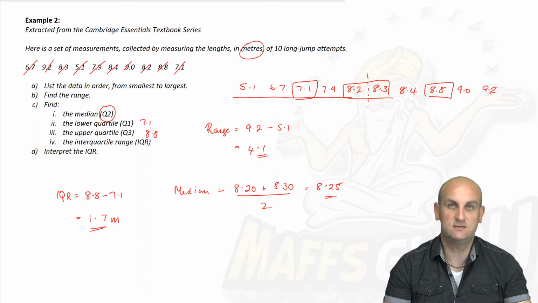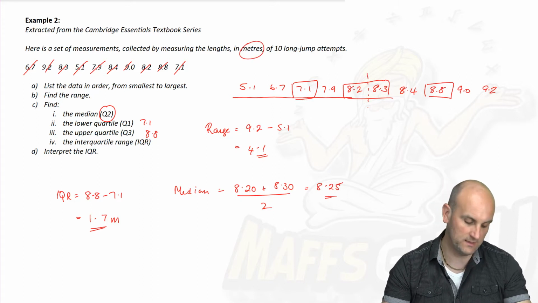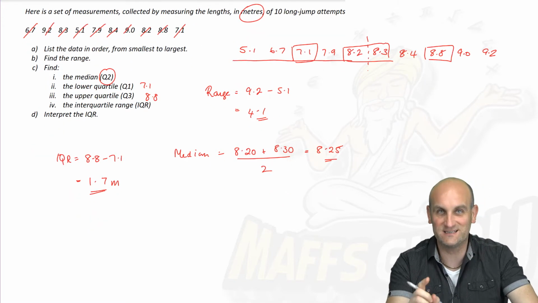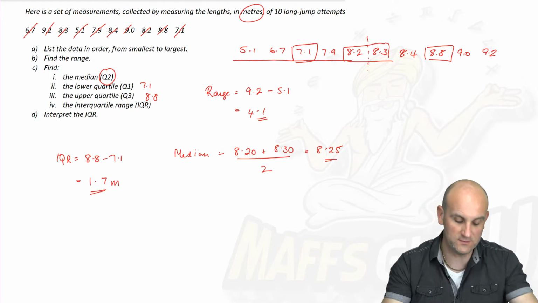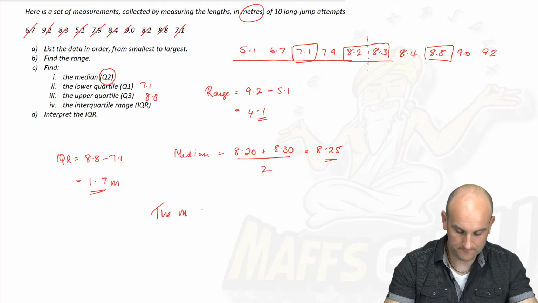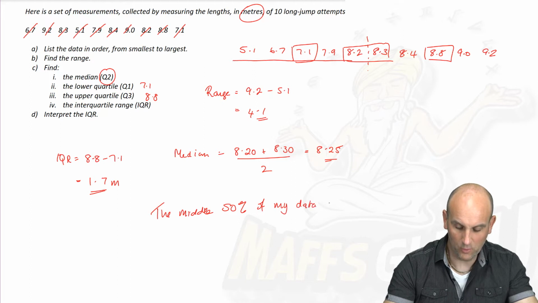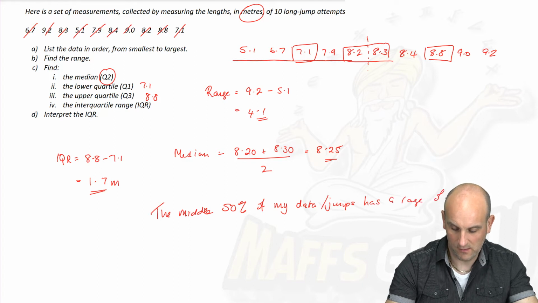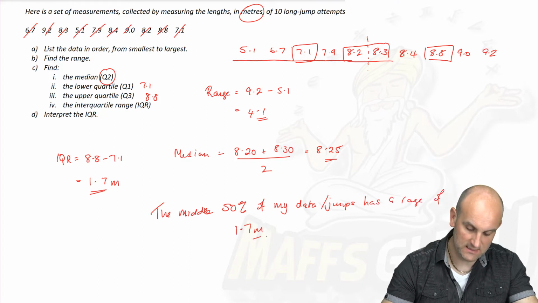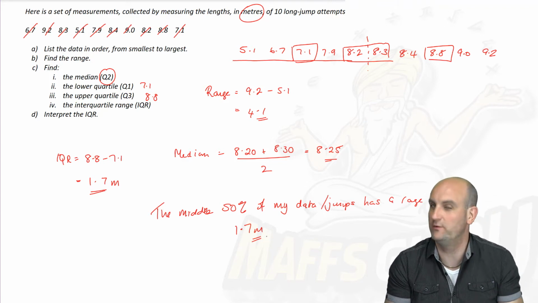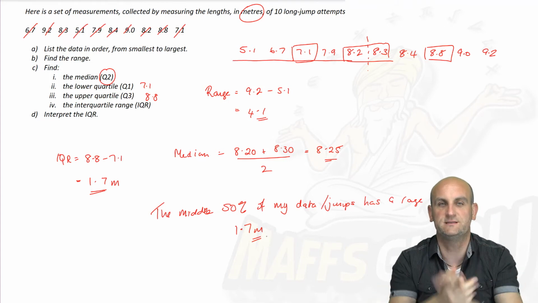Now, the last part of the question says, interpret the IQR. What on earth does it mean by interpret the IQR? It just wants you to say, actually, I understand what the IQR stands for. So I would say the middle 50% of my data, or jumps, has a range of 1.7 meters. It's literally it. Doesn't want your life story. It's not asking for you to come up with some essay about long jumps. It just says, do you understand that the IQR is the middle 50% of the data?